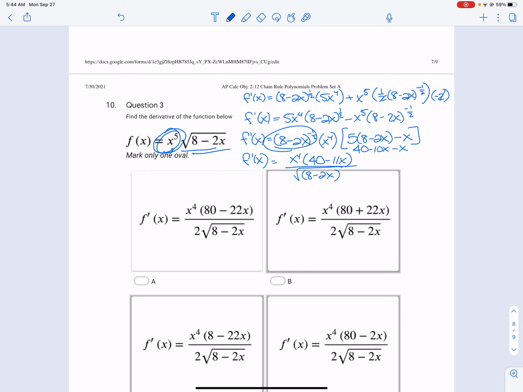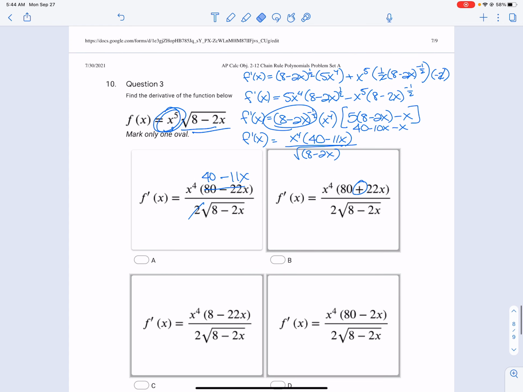I don't think there's anything wrong, but what's interesting about all these answers is that if I were to factor out a 2 out of this, I would get 40 minus 11x, and then that would cancel out. Here, I would have done the same thing, but it's a plus sign, so that does not work. Here, this is not 2x, so that doesn't work either. And here, both of these are actually the same answer. So either A or C would work.